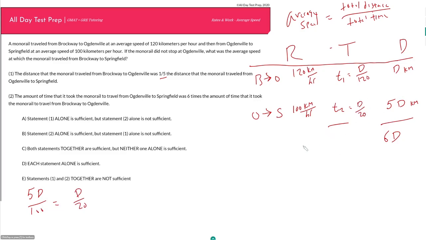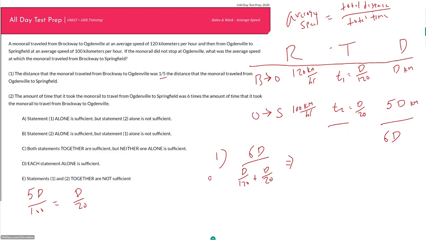So now, looking for average speed, that would be total distance 6D over my total time, T1 plus T2, which is D over 120 plus D over 20. Whenever you see that this is going to be sufficient, you can sort of stop, because I can see that I have everything in terms of D. Once I combine my fractions in my denominator, that D should cancel out. Let's go all the way though, and get an actual value for our average speed.